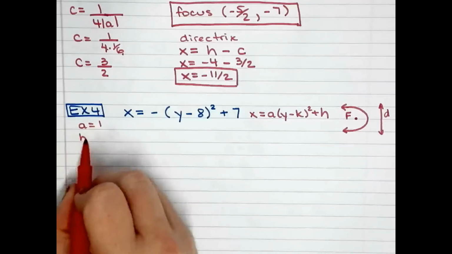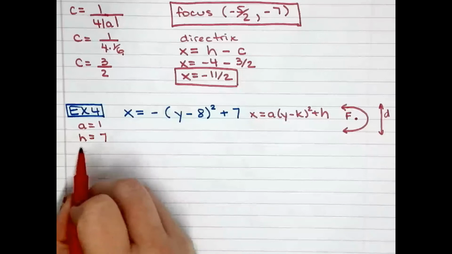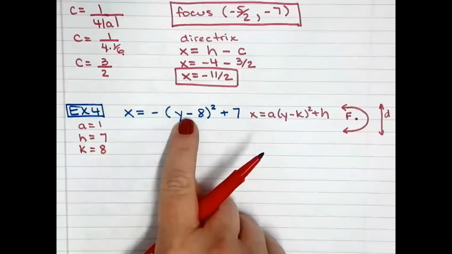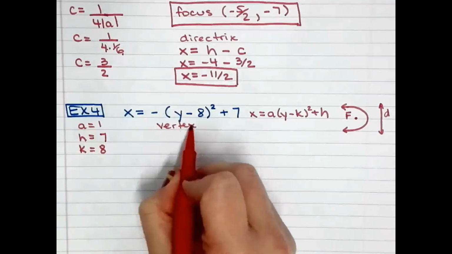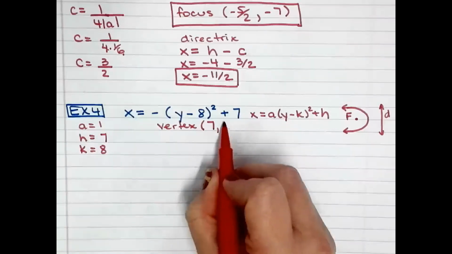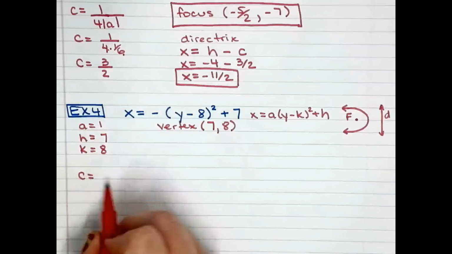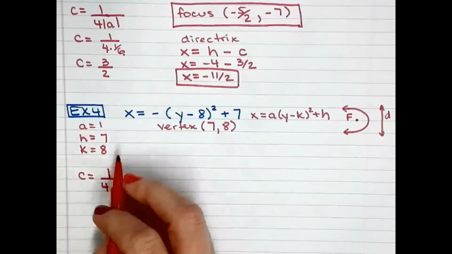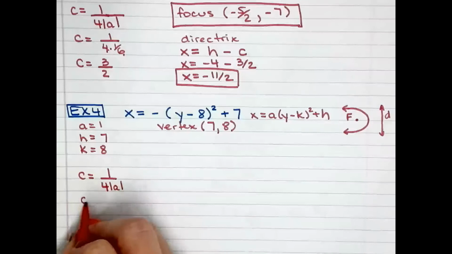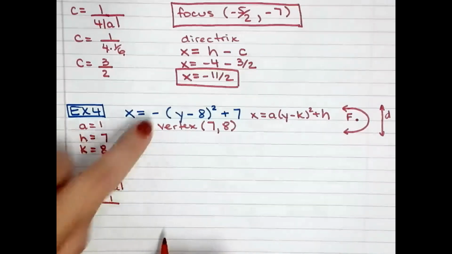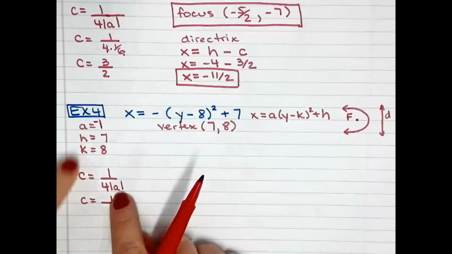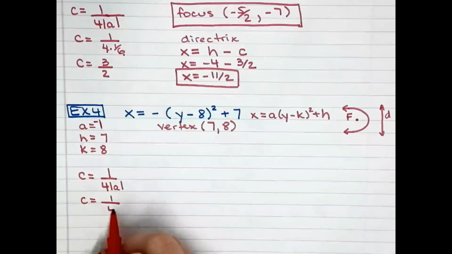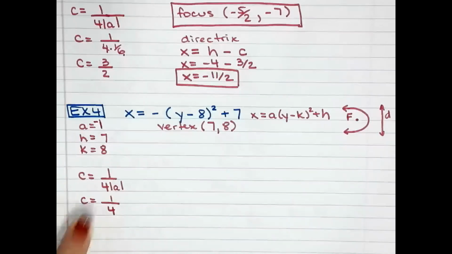A is -1, H is 7, K is 8. Remember that this negative belongs to the formula. All right, vertex, still H and K. H is 7, K is 8. Let's find C. 1 over 4 absolute value of A. Oh, good deal. A, oh, it's -1 right here. Almost didn't catch that. But since you're taking the absolute value of -1, that'll be 1. So your C will be simply 1 over 4.